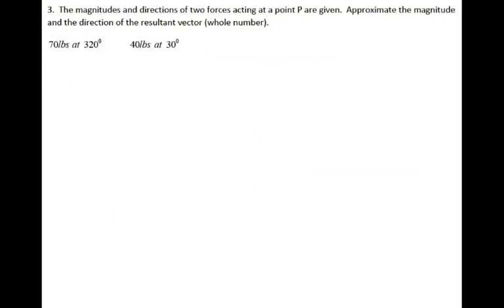All right. Number 3, magnitudes and directions of two forces acting at a point P are given. Approximate the magnitude and direction of the resultant vector to the nearest whole number. So what we want to do first is we want to find the components. So I'm going to call this force number 1 and force number 2.